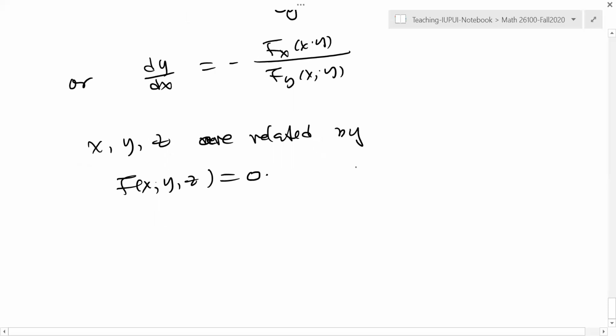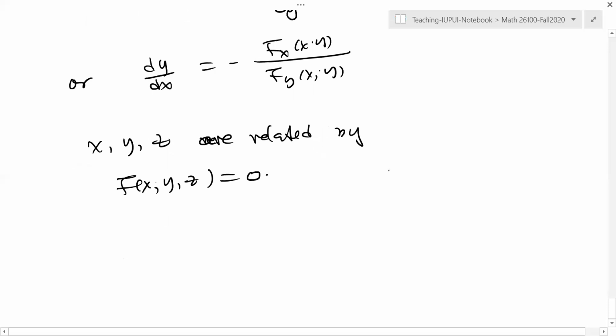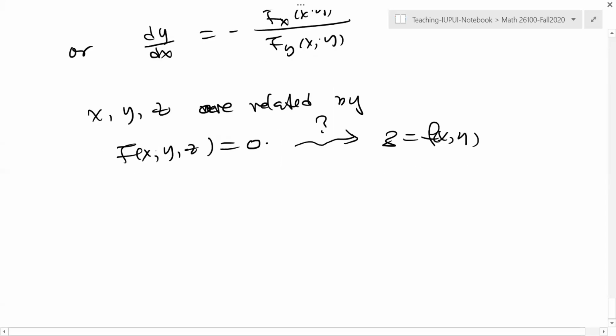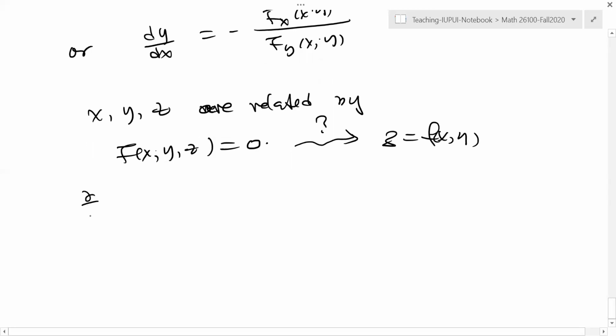Sometimes we can express z in terms of x, y, and sometimes you cannot. The question is whether you can express z as a function of x, y. So what I'm going to do is differentiate. If z depends on x, y, I can talk about the partial derivative.